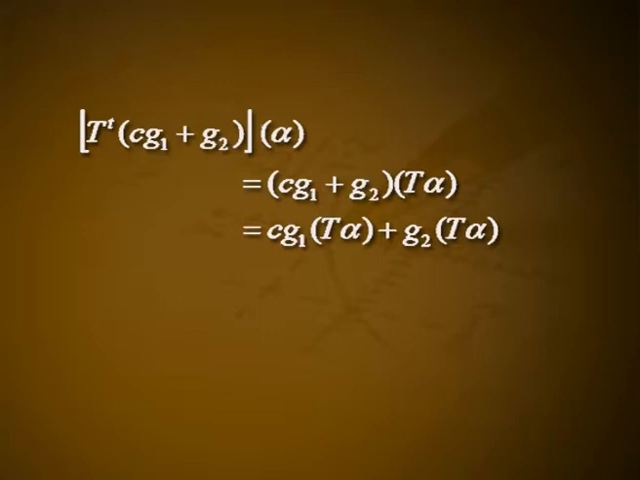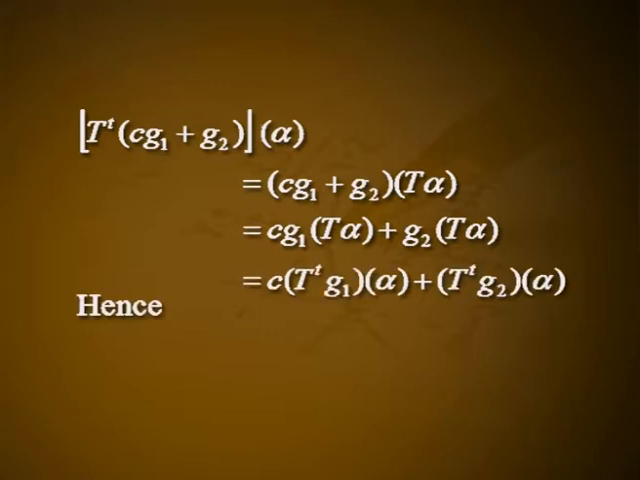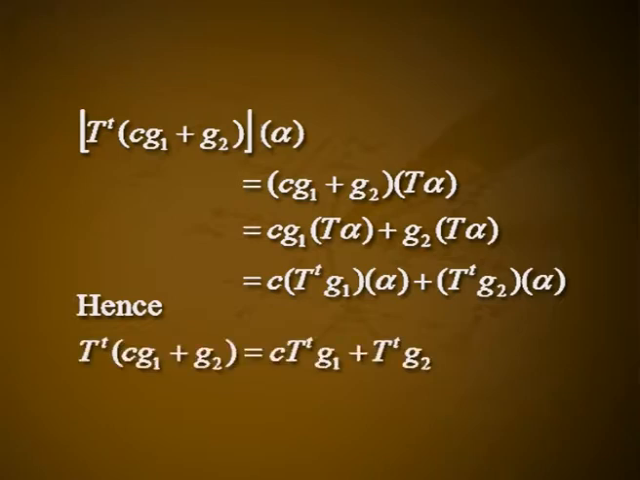We now claim that T^t is a linear transformation from W* into V*. To prove this, let g1 and g2 be in W* and c a scalar. Then T^t(c g1 + g2)(α) = (c g1 + g2)(T α) = c g1(T α) + g2(T α) = c (T^t g1)(α) + (T^t g2)(α). Hence, T^t(c g1 + g2) = c T^t g1 + T^t g2. This completes the proof. We call T^t the transpose of T, or the adjoint of T.